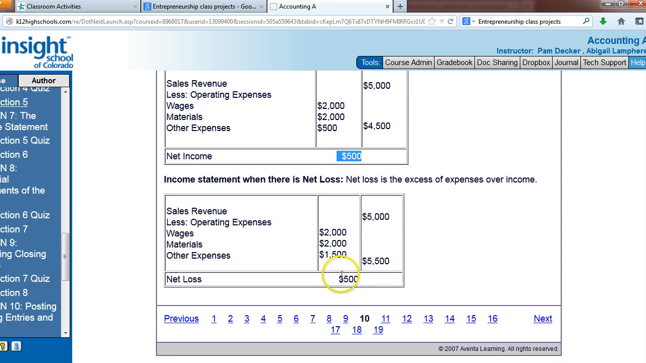When there is net loss, net loss is the excess of expense over income. So we have our revenue, we have our expenses, we have the total of our expenses, and then net loss, because our expenses exceeded or were more than our revenue. So we have a net loss in this situation.